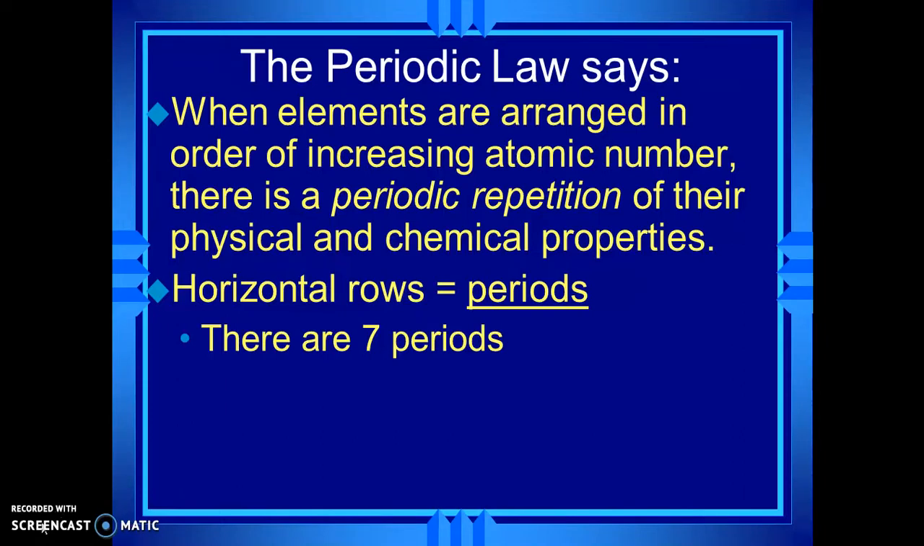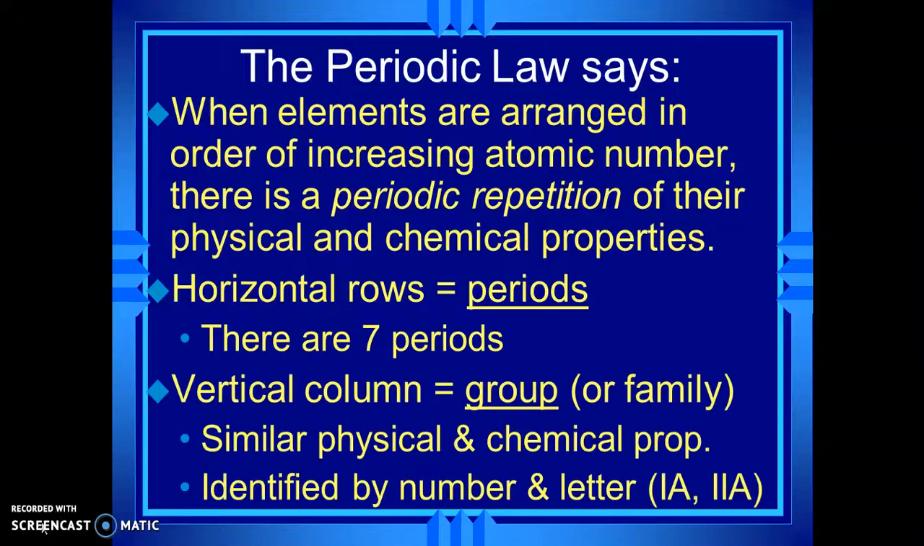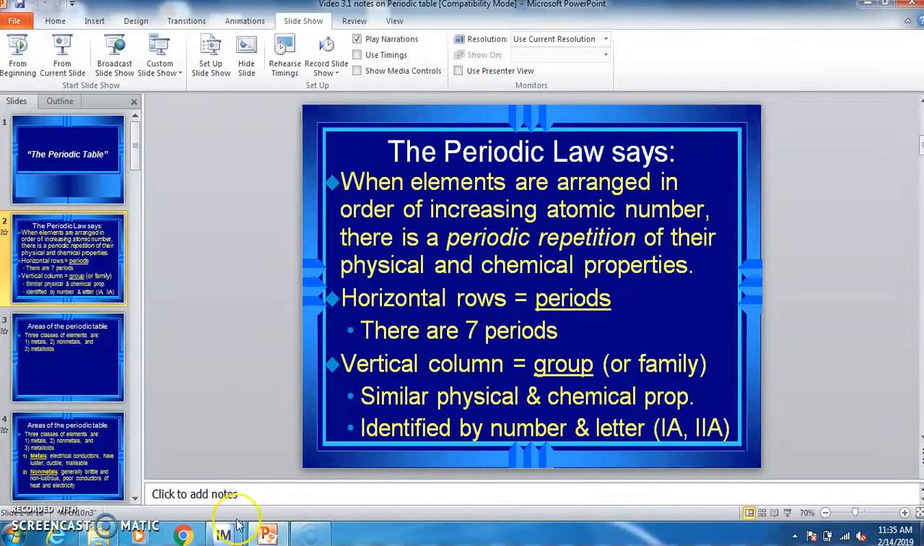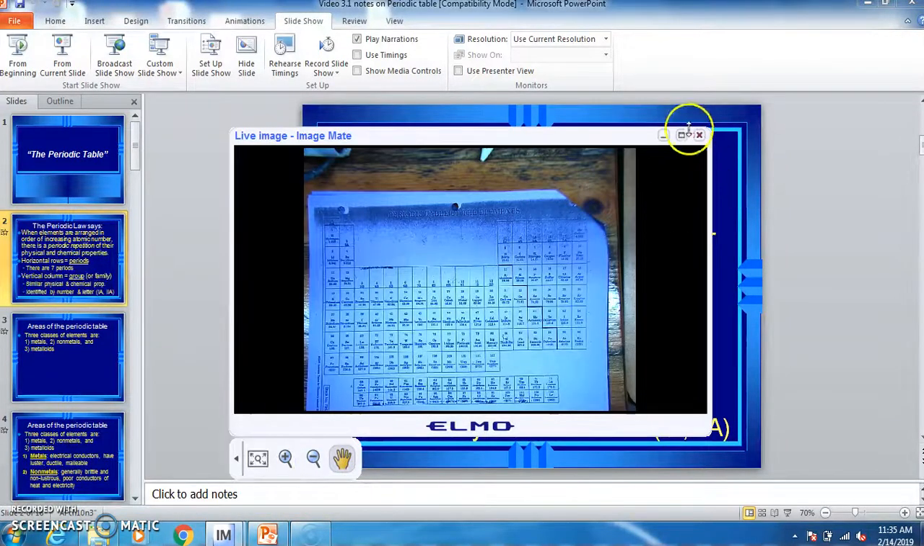So the horizontal rows in the periodic table are called periods. There's 7 of them, and they actually correspond to the number of energy levels, as we learned in the last unit when we used the periodic table to figure out our electron configurations. The groups are vertical columns, so they're also called families because they have similar physical and chemical properties, and they are identified by different lettering and numbering systems just based on what kind of periodic table you have.